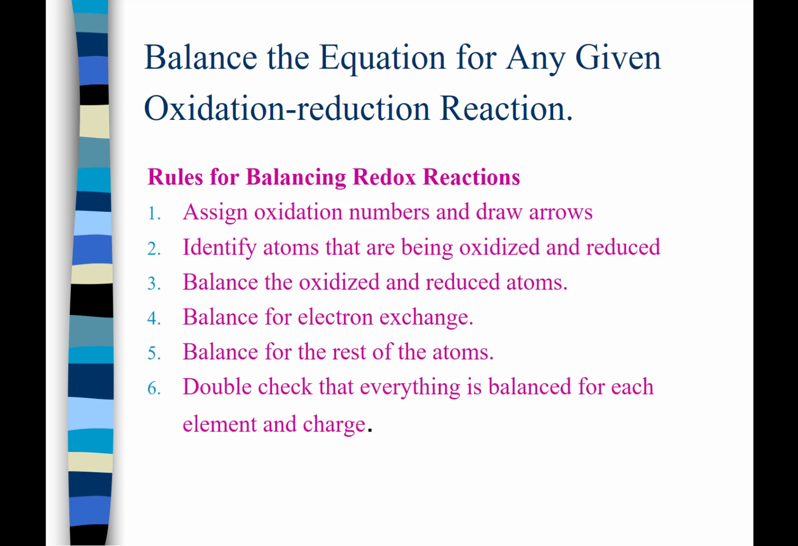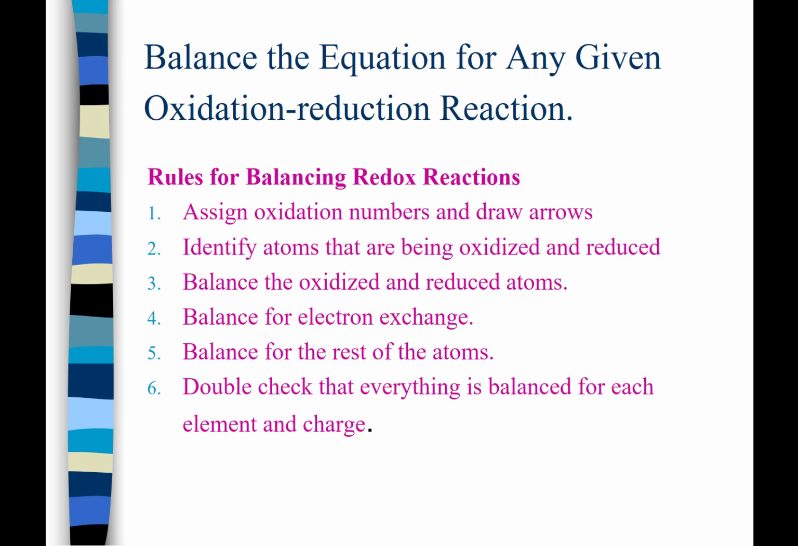In this goal, we are going to be balancing the equation for any given redox reaction. The rules for balancing the redox reaction should have been given to you in some printed materials for you to use as a reference. But the first thing you want to do is assign oxidation numbers and then identify the atoms that are being oxidized and reduced and draw those arrows to connect them.